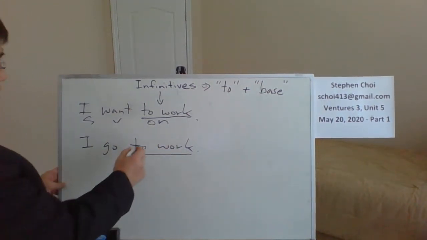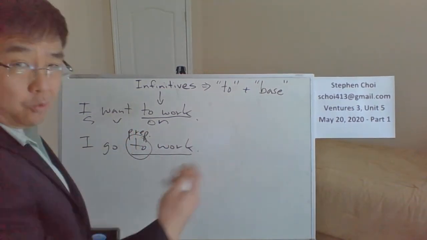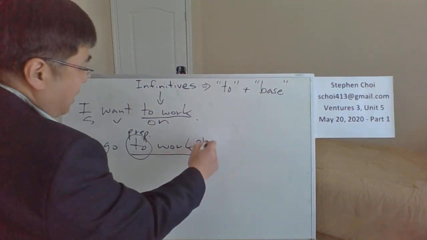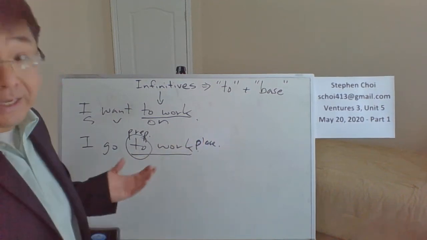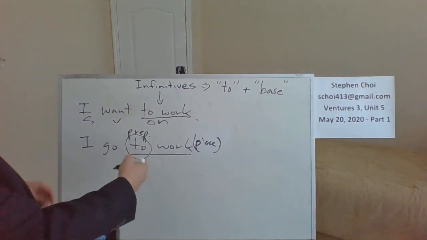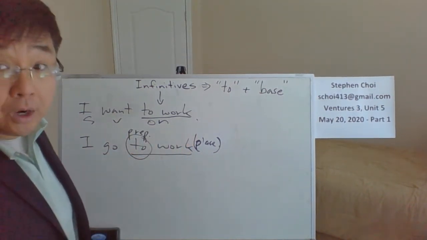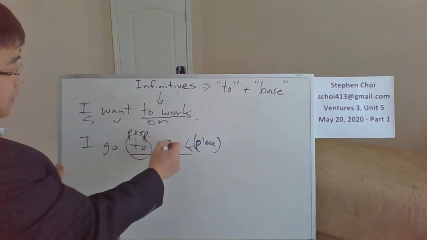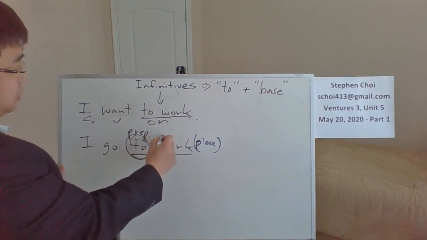This is not an infinitive. This is just a regular old preposition, and in English, work is such a common and important word. We don't say workplace, we just say work. But work is the same as saying workplace, or my job. So I go to my job or I go to my workplace, but we say it simply, I go to work. So this is just a prepositional phrase, with the preposition to, and this is the object of the preposition, just another noun.